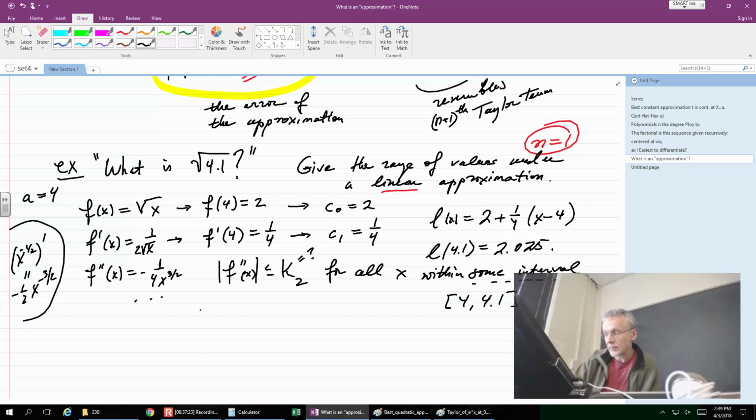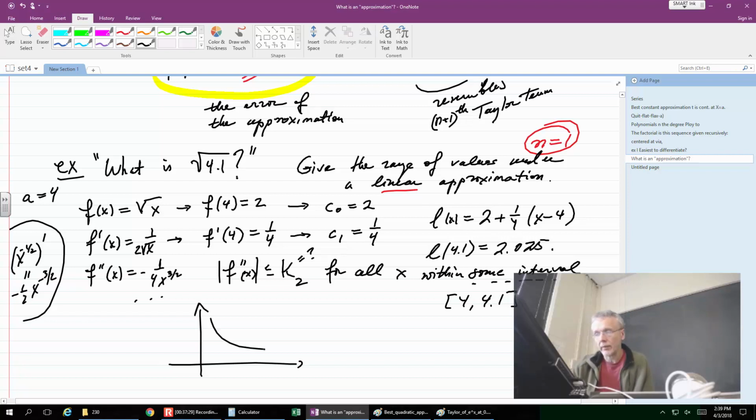So what does estimate mean? What does the function look like? Maybe it looks like this. This is 4, this is 4.1. The function changes, and we want an estimate, meaning a number, a bound. Before we get to the bound of the error, we need to deal with the bound of the second derivative. So our interval that I chose was from 4 to 4.1.